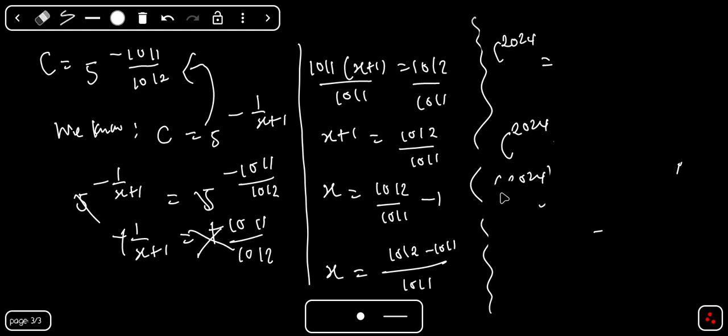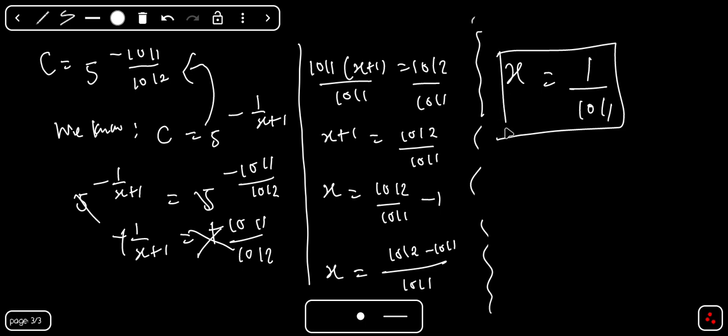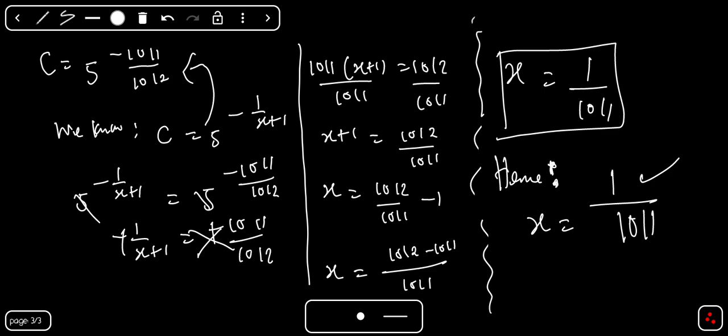So we have the value of x. x equals 1 over 1011. So that is the value of x. Hence the solution to that problem is x equals 1 over 1011. That's the answer to that problem, and that is the full solution and the full workings.